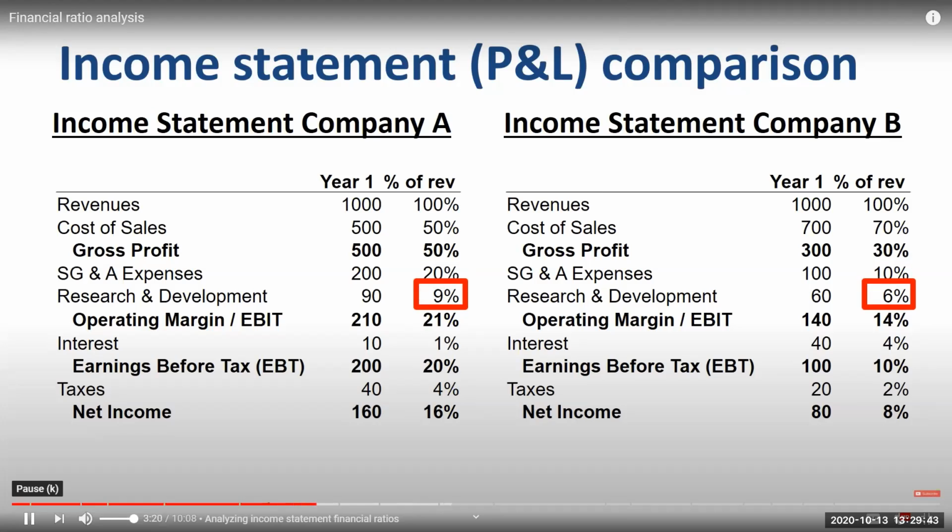On the research and development line, Company A is spending more than Company B. This is usually seen as a good thing, as today's research and development expenses hopefully lead to high margin, innovative products and services to sell in the future.